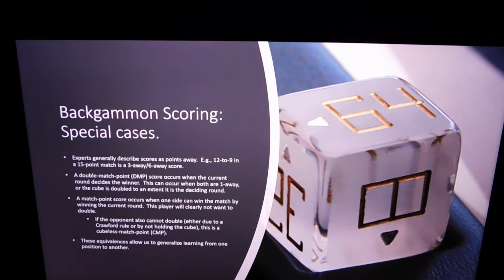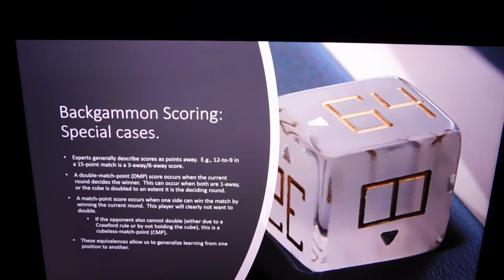Now there are some special cases that have their own unique strategies. First of all, most experts generally like to describe the score as how many points away from winning, right? If you're 12-9 in a 15-point match, experts will usually call that 3 away, 6 away. And the reason for that is because you can have 3 away, 6 away with other match scores, match games as well, right? It makes it easier to compare games that really have the same result, right?